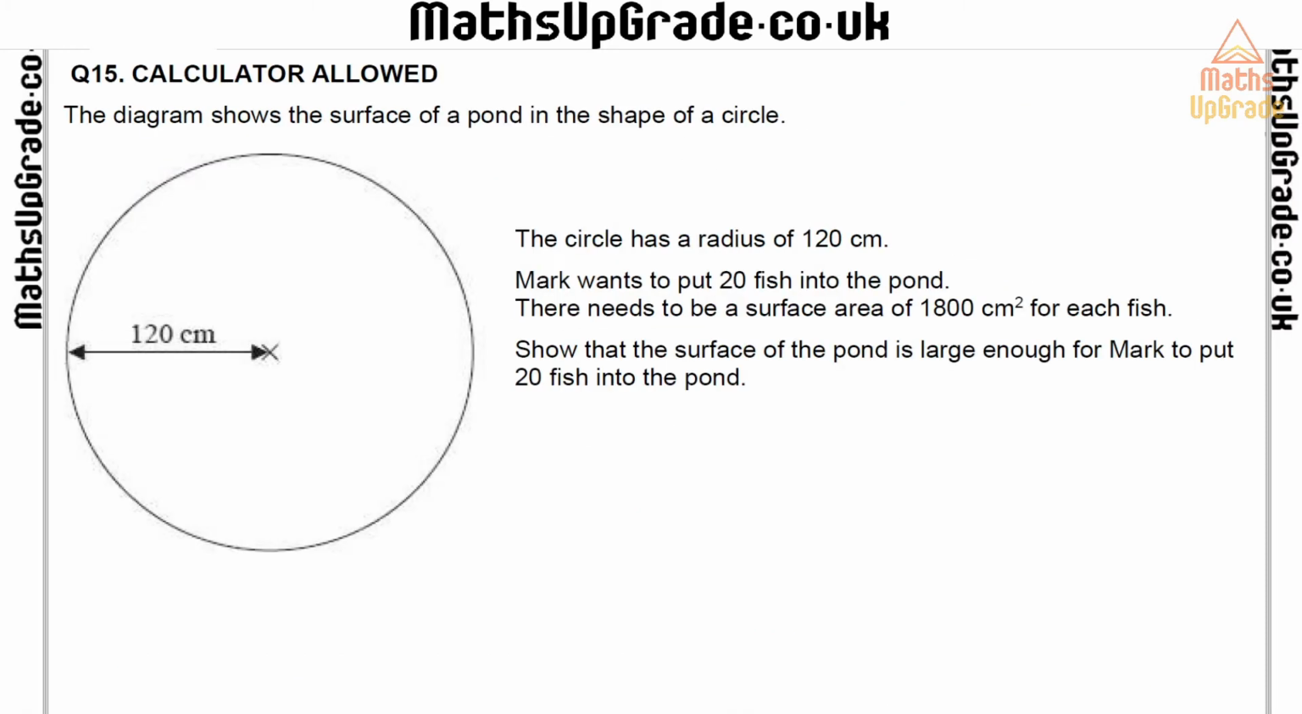So question 15, I'm showing the surface of a pond which is in the shape of a circle. So it's like a plan view of that pond. The circle has got a radius of 120 centimeters. So from the edge to the center is 120 centimeters.